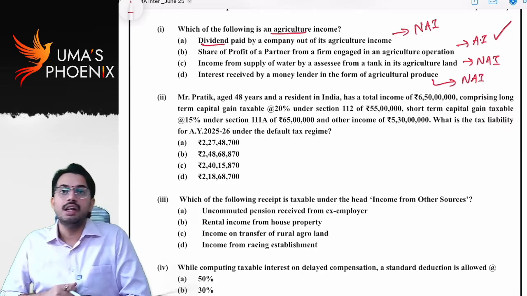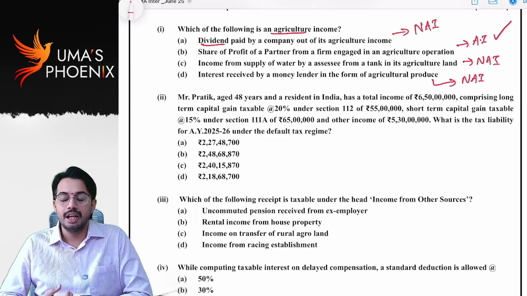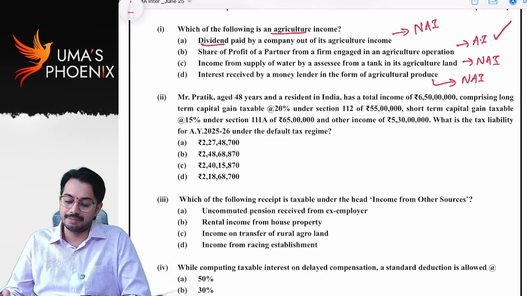So, if a partner of the firm gets his share of profit from partnership firm, it is treated as agricultural income in the hands of partner and it is not taxable.